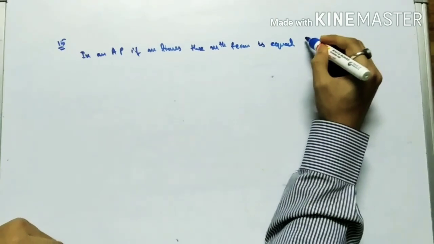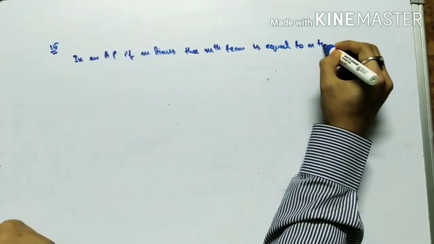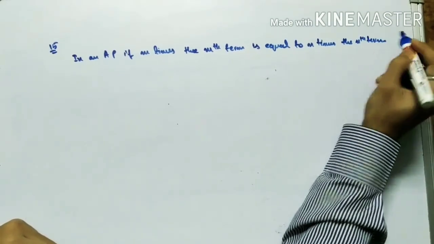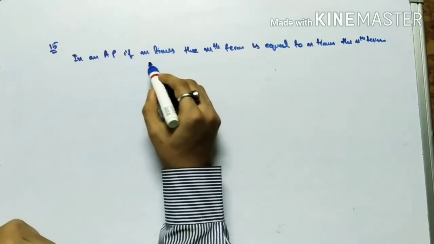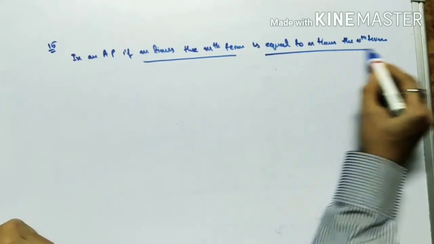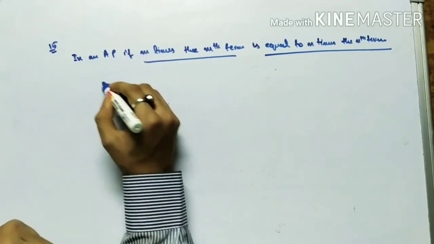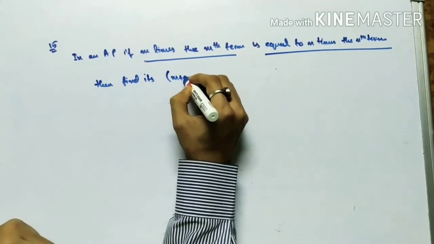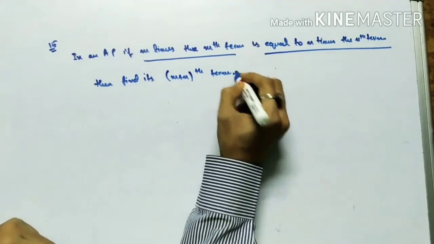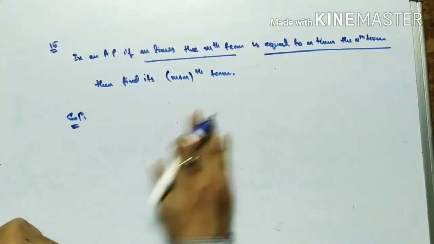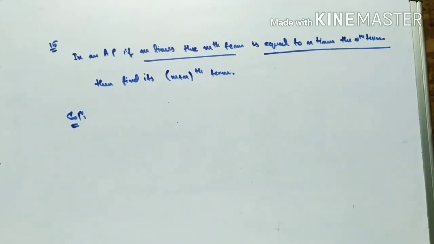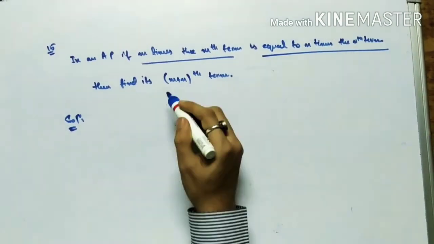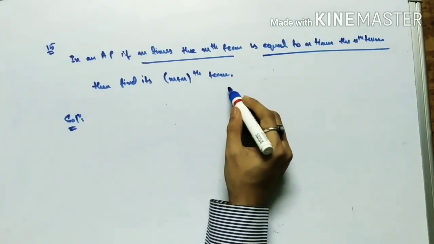is equal to n times the nth term. In an AP, if m times the mth term is equal to n times the nth term, then find its m plus nth term.